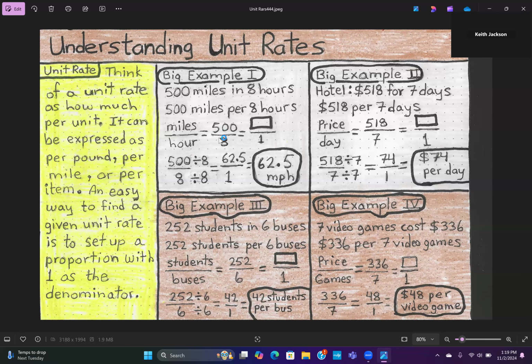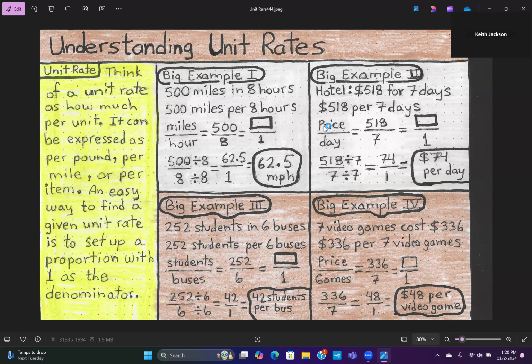But now we're going to set it up as a unit rate with 1 as the denominator. And we're going to do that by simply dividing by the denominator. And in this case, we're going to divide by 8. 8 divided by 8, of course, will give us 1, and 500 divided by 8 will give us 62.5. So this is a unit rate of 62.5 miles per hour that a given car can drive.